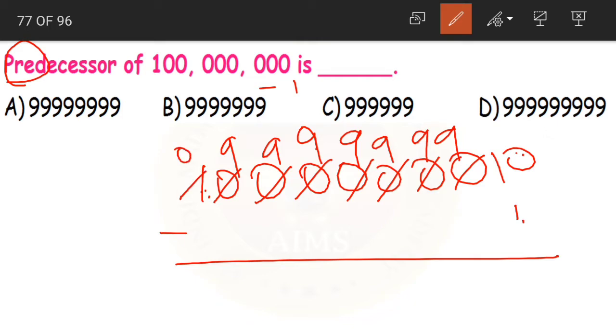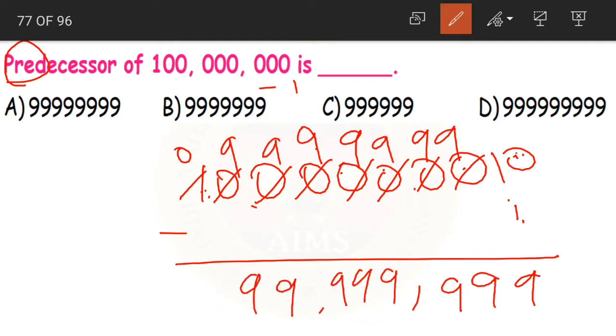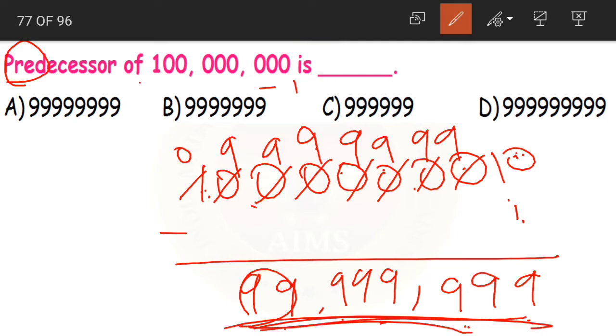1 minus 1 becomes 0. Now 10 minus 9, 9. And we have 9s here. Be careful and write the exact number of 9s. Okay. How many 9s will we get in the answer? We will get 8 9s. That is 9,999,999 is our answer. The predecessor of 1 million is this, 8 9s.